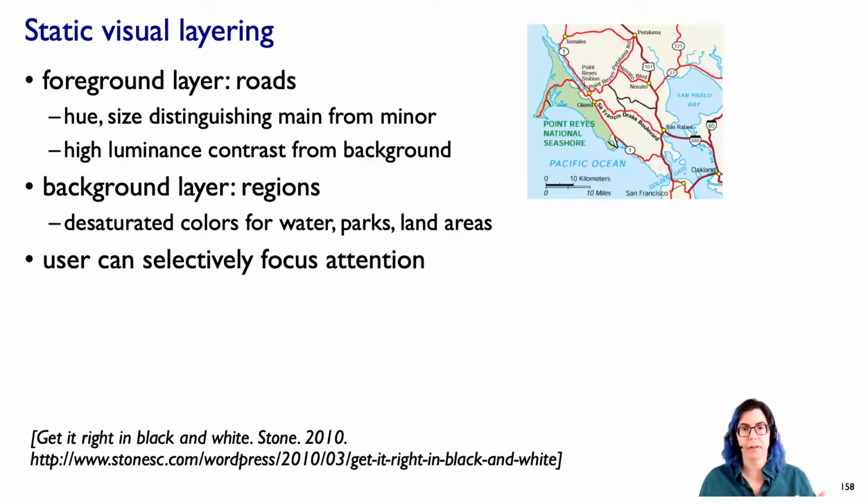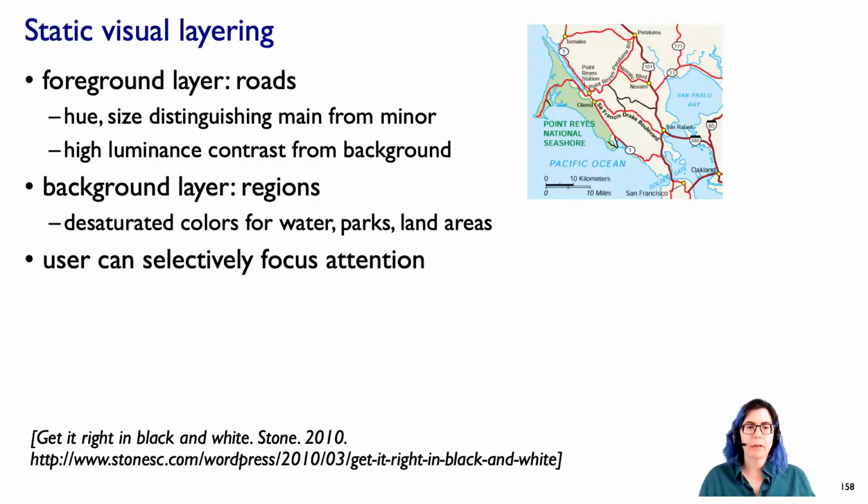So they've thought deeply about the question of static visual layering. What we've got in this example is a foreground layer where we've got roads, where you've got a distinction of both the line width, that's size coding, and the hue to distinguish main roads from minor roads. And there's really high luminance contrast of the roads against the background.